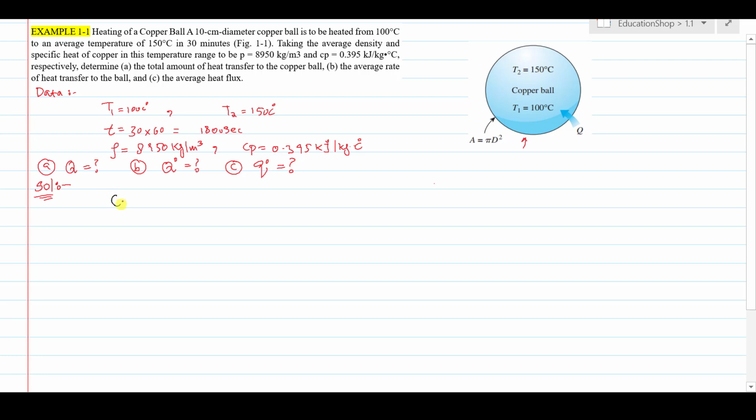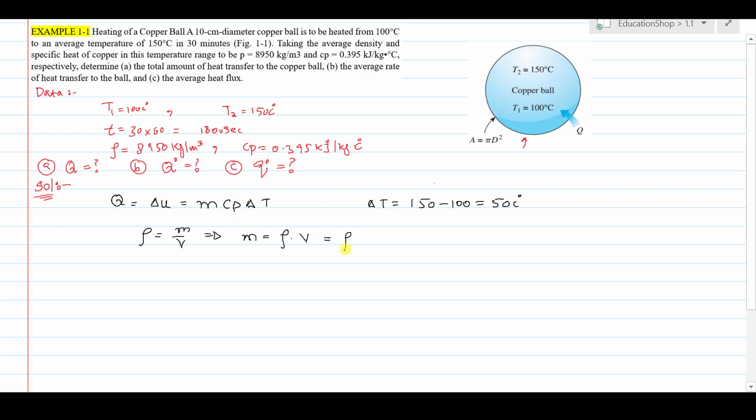As we know, the heat supplied to this ball is equal to the change in internal energy, and this change in internal energy is equal to m Cp times the change in temperature. What is the change in temperature? That is 150 minus 100, and it is 50 centigrade. The Cp value is also given, and we need to calculate the mass of this copper ball. How will you calculate that? We know that density is equal to mass per unit volume, so mass is equal to density times volume.